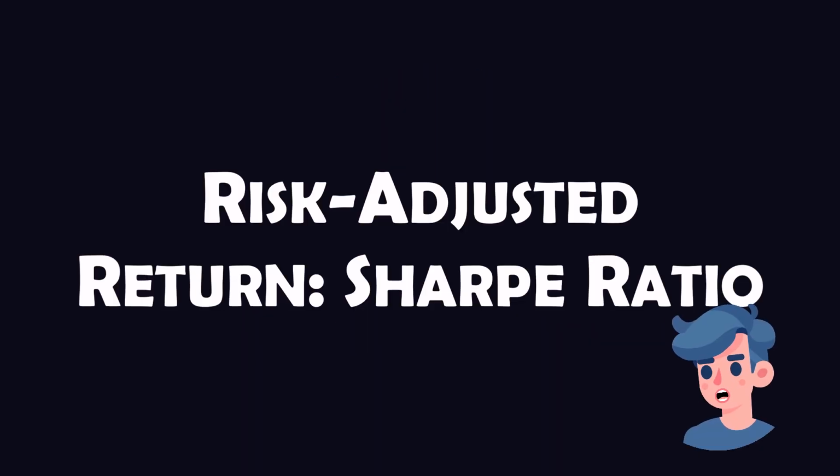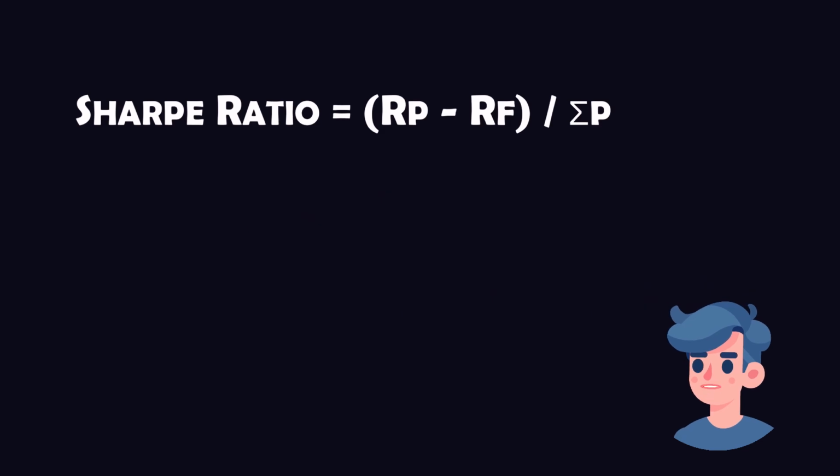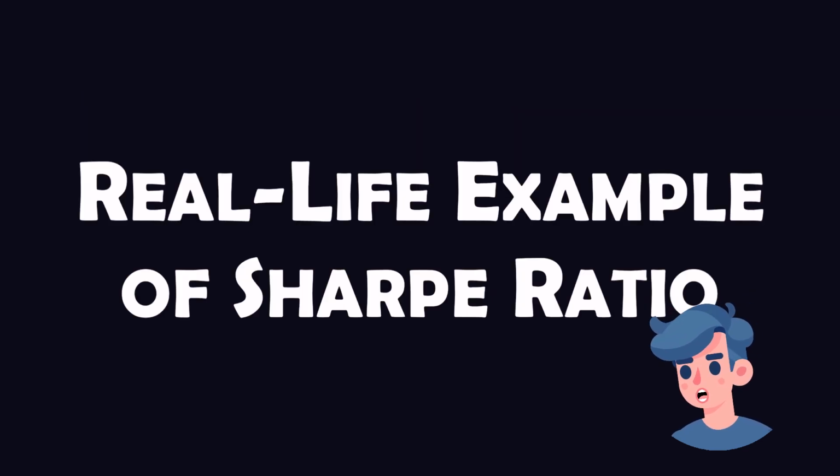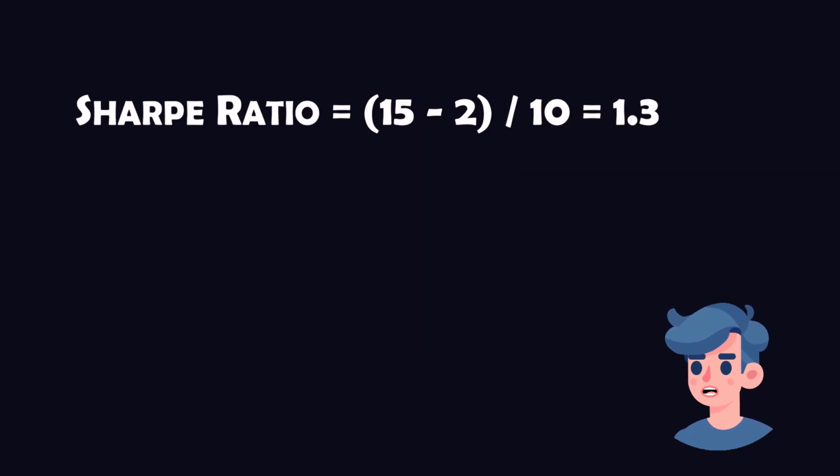Another concept related to historical returns is the risk-adjusted return, measured by metrics like the Sharpe ratio. Example, if your portfolio had a return of 15%, a risk-free rate was 2%, and the standard deviation of your portfolio's excess return was 10%, the Sharpe ratio would be 1.3.